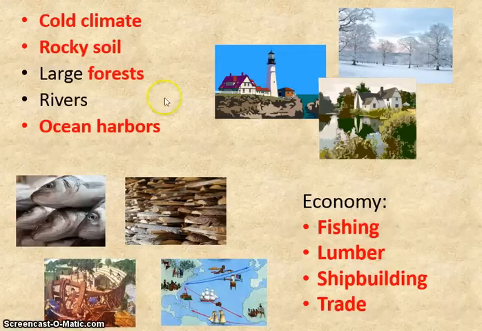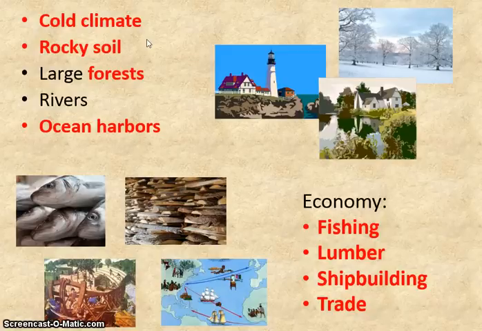Now, looking at its physical geography, it has a cold climate because, of course, it's farther north. The soil was rocky. It doesn't mean you couldn't farm there, but it wasn't good for large commercial crops and large commercial farming and cash crops. They did, however, have very dense forests, plenty of rivers, and, of course, the all-important deep ocean harbors.